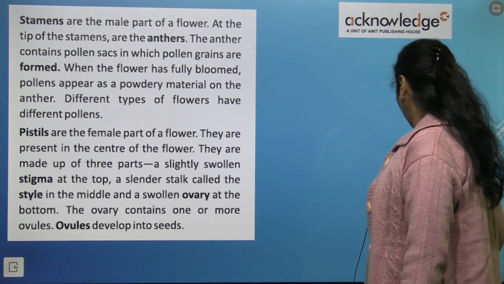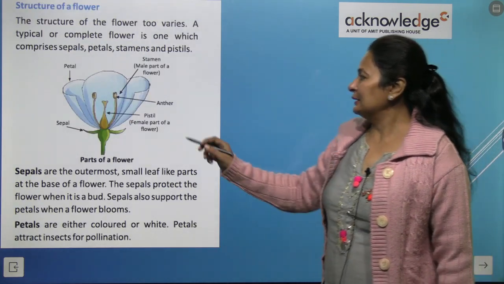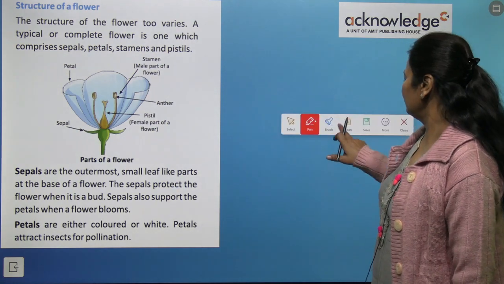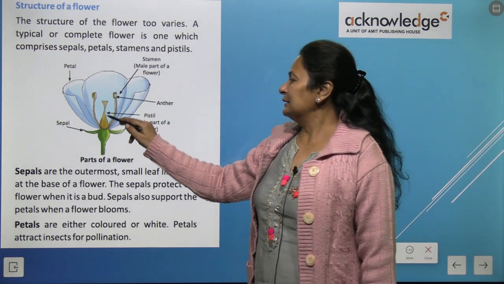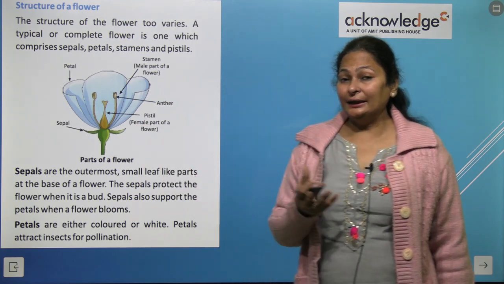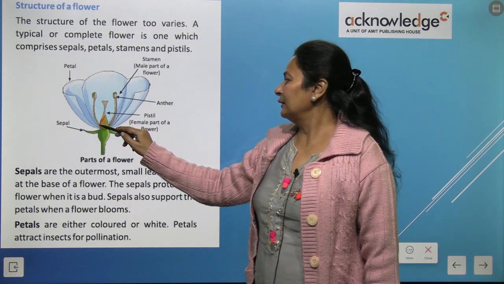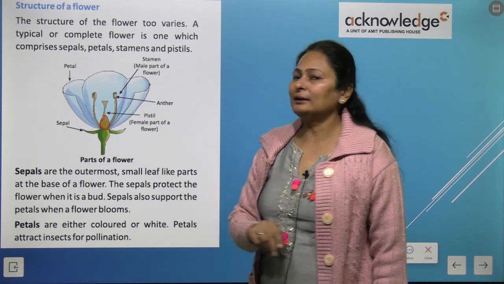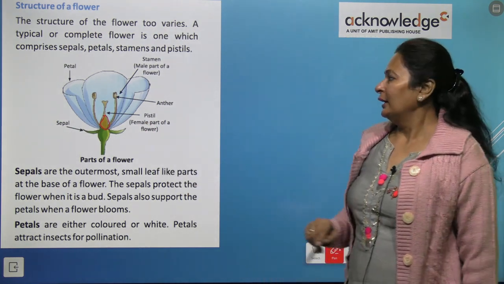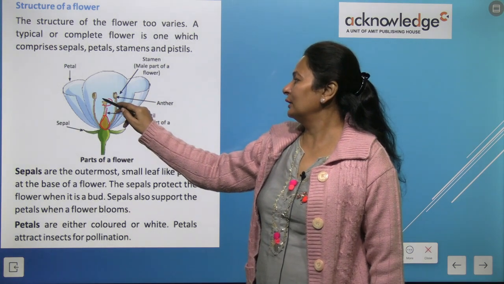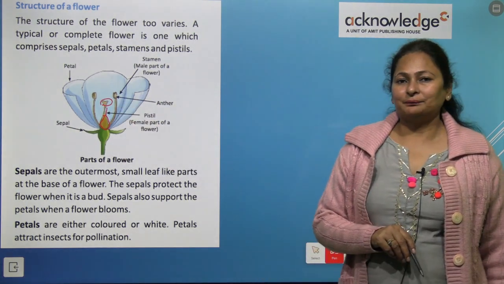I'll show you in the picture too, kids. This is the pistil. This is the pistil. It is in the center of the flower. This swollen part, can you see this swollen part? This is the ovary. This is the style, and this is called the stigma, right?